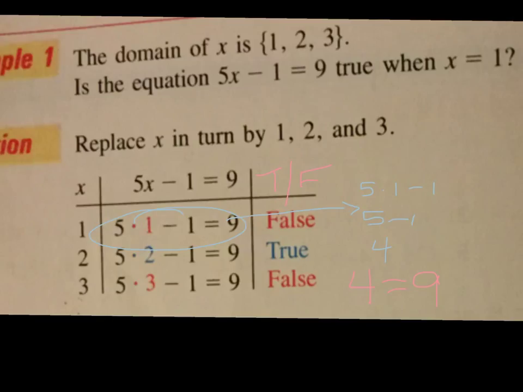Now, when I look at this statement, I have 5 times 2 minus 1, which is 10 minus 1, which is 9. So the left side of the equation is 9, the right side of the equation is 9, which is indeed a true statement. Finally, we look at the last equation. We've got 5 times 3 is 15. 15 minus 1 is 14. And 14 is not equal to 9. So this last statement is also false.